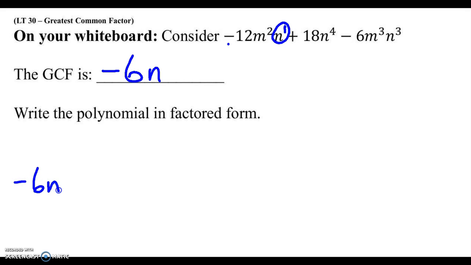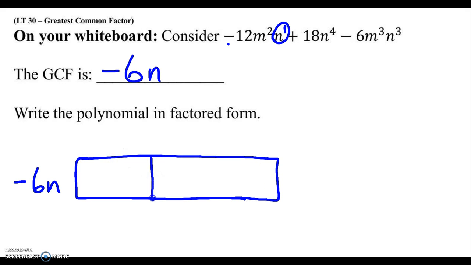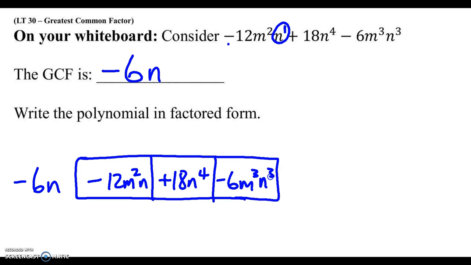Now, what can you multiply by negative 6n to get negative 12m squared n plus 18n to the fourth minus 6m cubed n cubed? Well, let's figure it out. I think the first term I need a 2, and I already got the n. I need m squared. Quick check. 2m squared times negative 6n is negative 12m squared n.